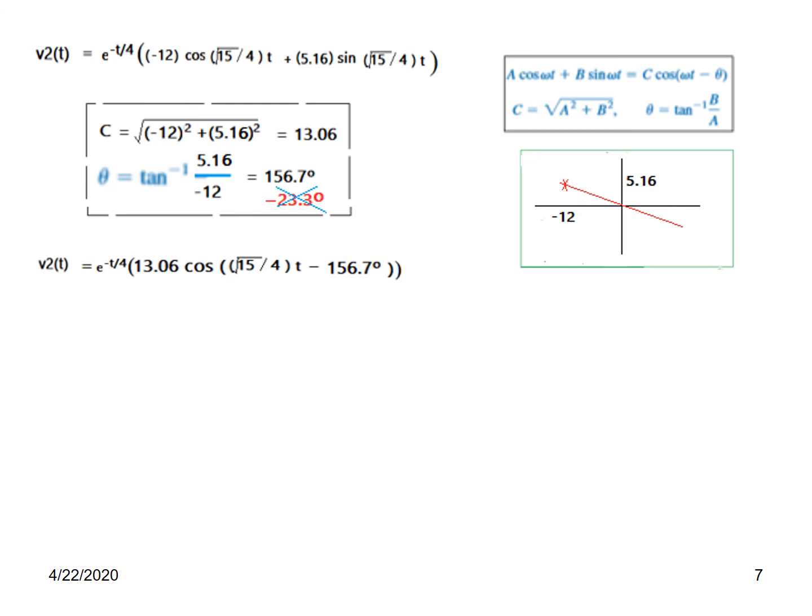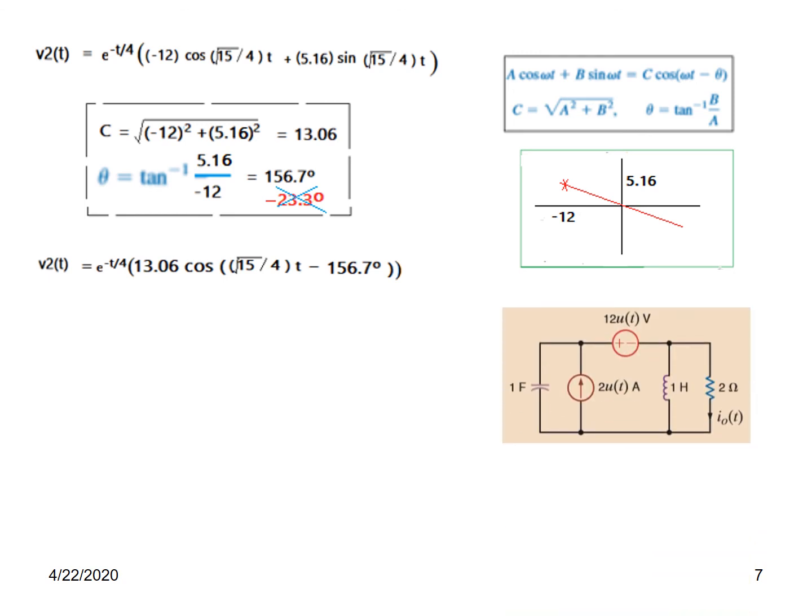And so now by this formula we can write, e to the power minus t by 4 we have taken out, so underneath this is now 13.06, that is c cos (omega t minus theta). So this is our answer, and this is for the voltage v2.